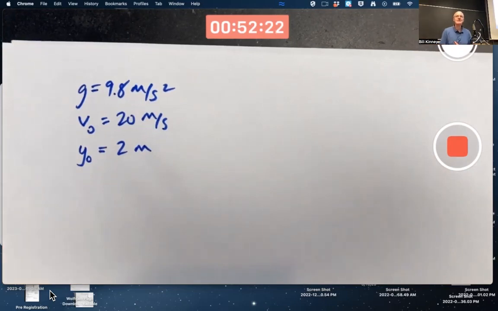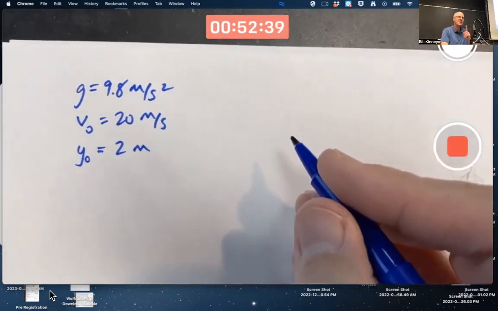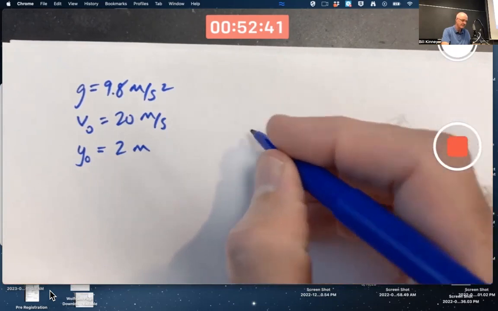I might, based on these numbers, want to figure out various things. Like I might want to figure out when the ball is going to hit the ground. When is it going to reach its maximum height? How high does it go? Those are common kinds of things to try to find in physics. We'll save finding those things maybe for Friday.